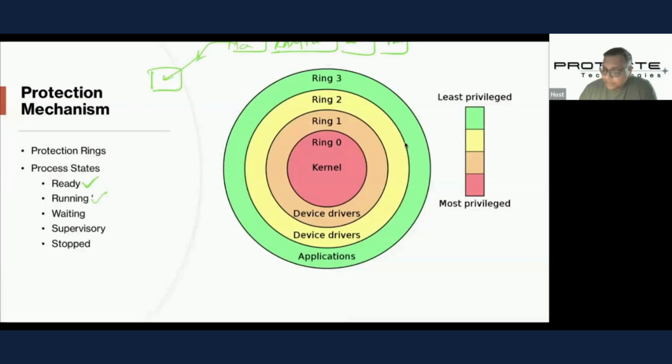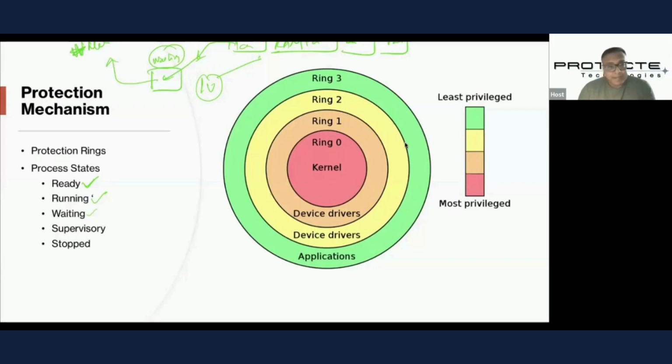Now, when it is in running state, it stops any further data from being pushed into the CPU. Then once it has completed the task, it pushes the data back into the memory and goes into waiting mode. Waiting mode is basically it's waiting for some more input. If the task is complete, it pushes it. Otherwise, it is waiting for some more data.